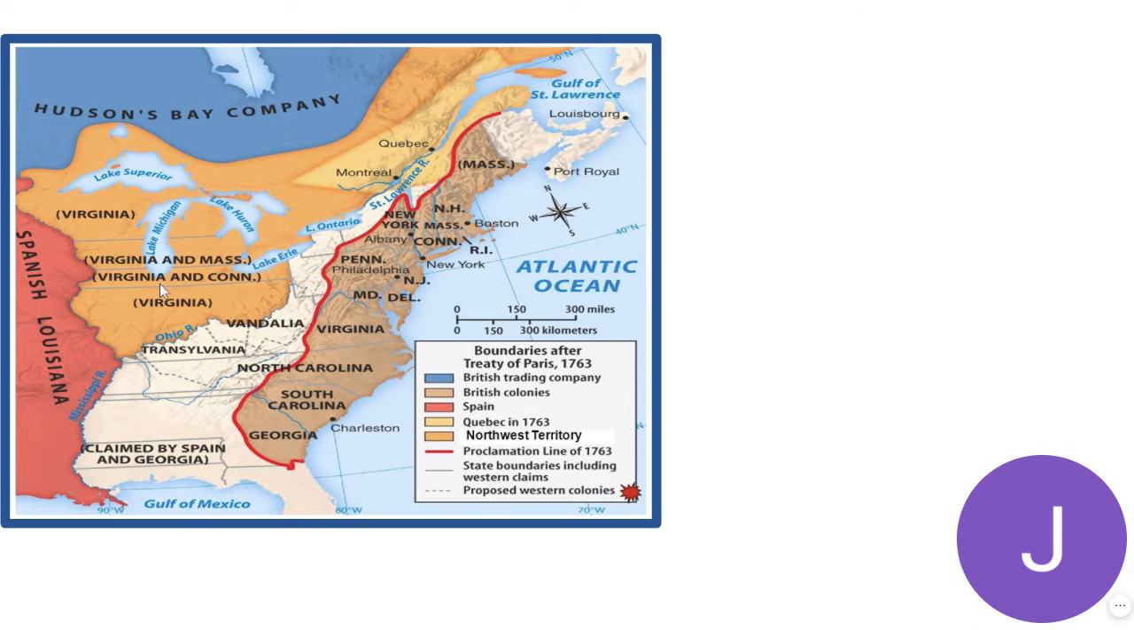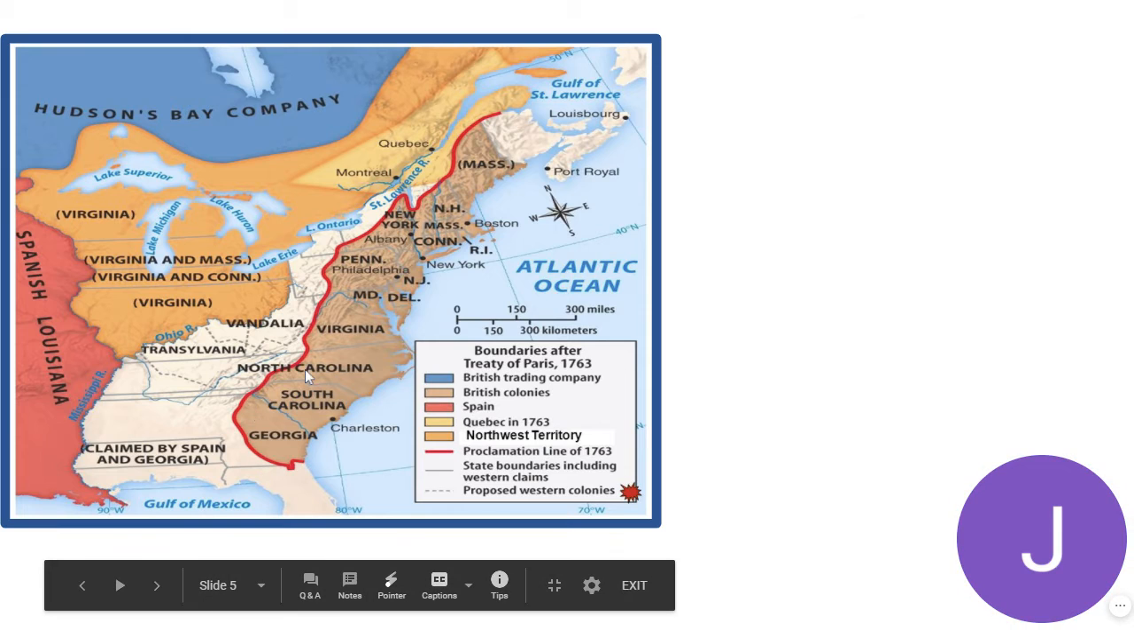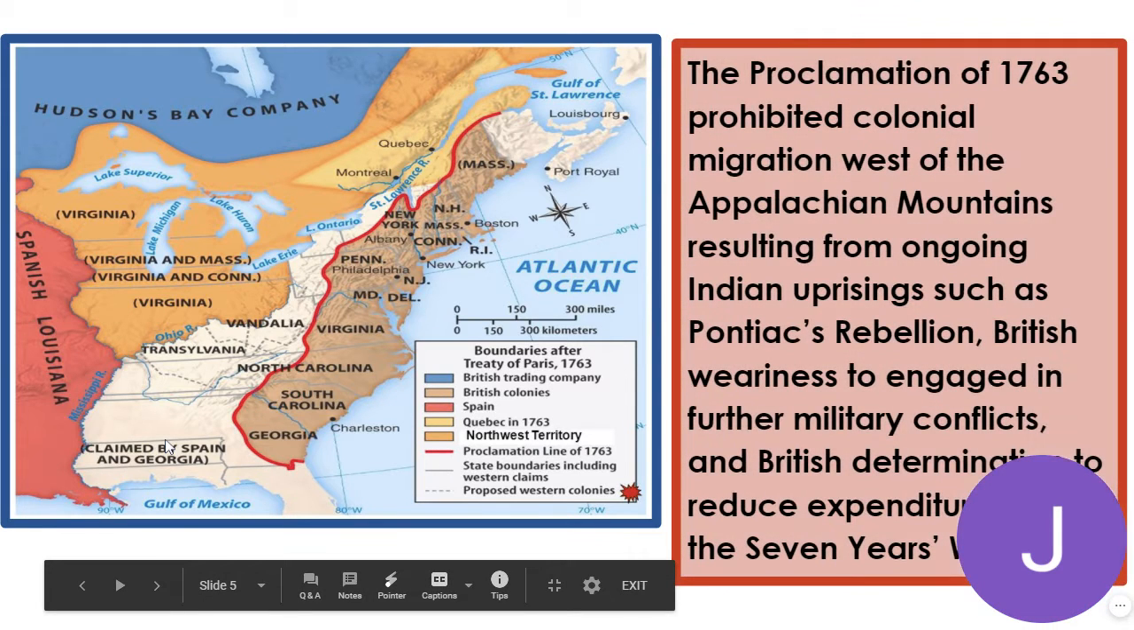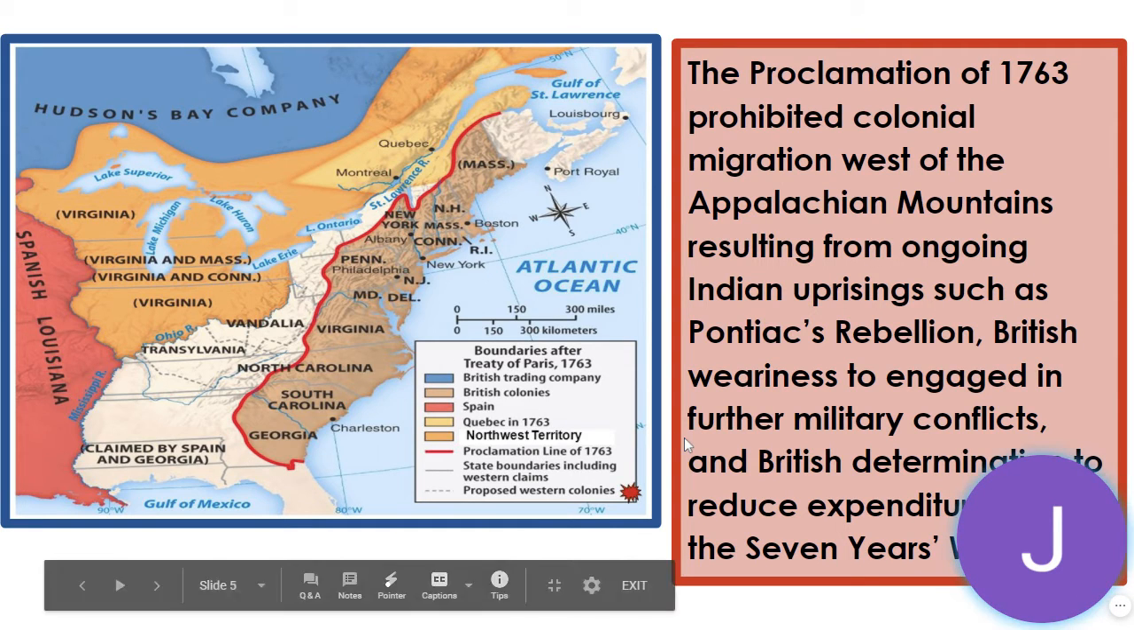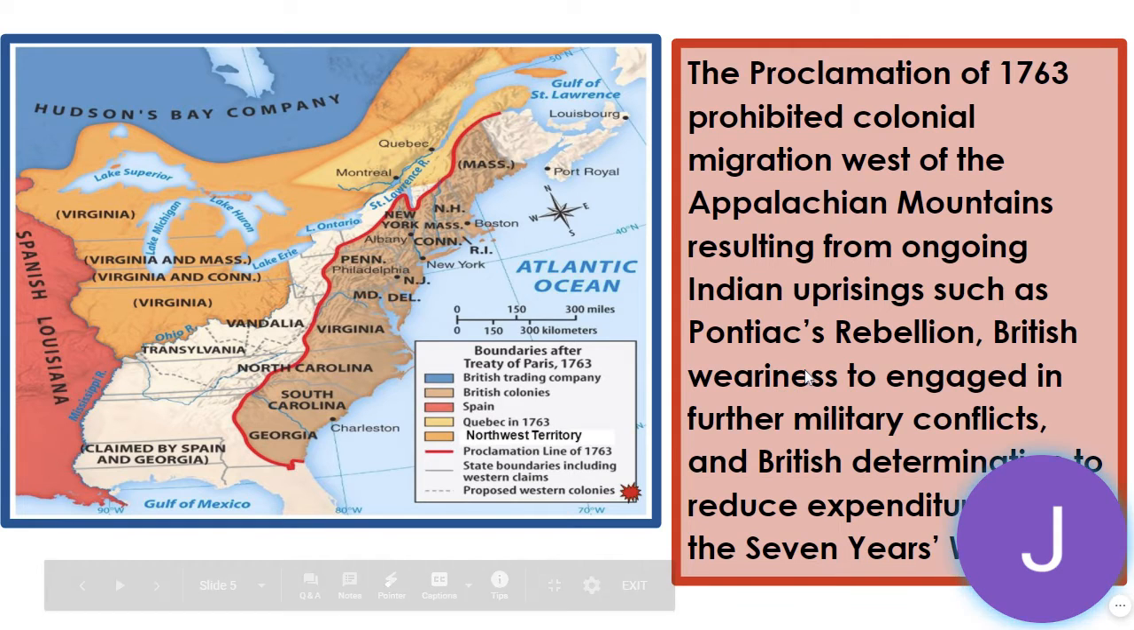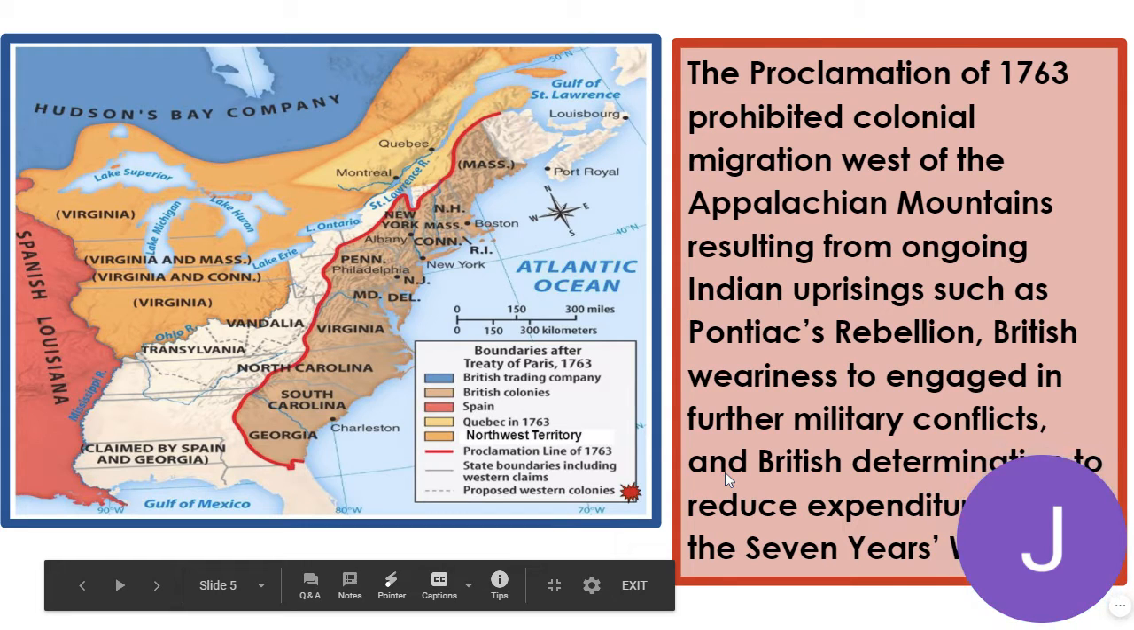Even though it has been claimed by Virginia, as you can see, Virginia, Massachusetts, Connecticut, the colonists are not allowed to go past this line. Okay, they're not allowed to. So this is going to really anger the American colonists. But one of the big reasons the British do this is because of the conflicts with the Native Americans. One of the big ones that you do want to know about is Pontiac's Rebellion. Because of this warfare between the American colonists and the Native Americans, the British imposed this line, and that's going to really upset a lot of American colonists.